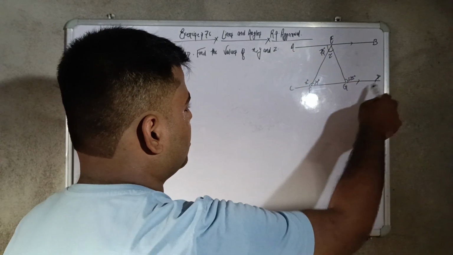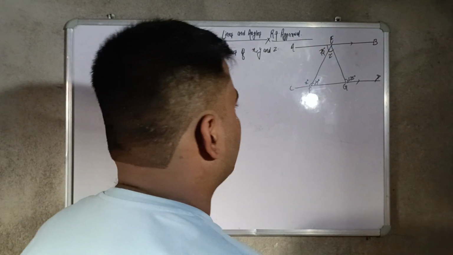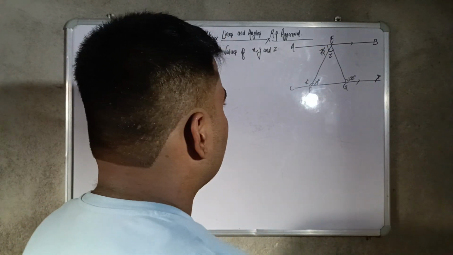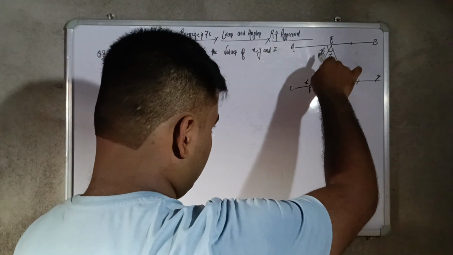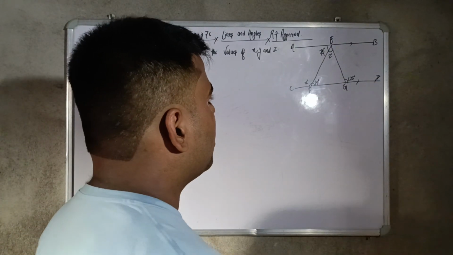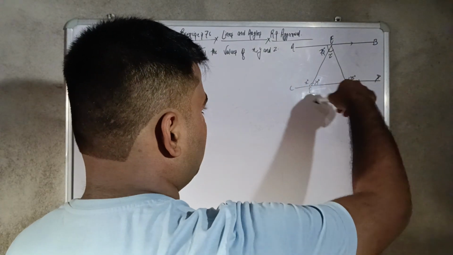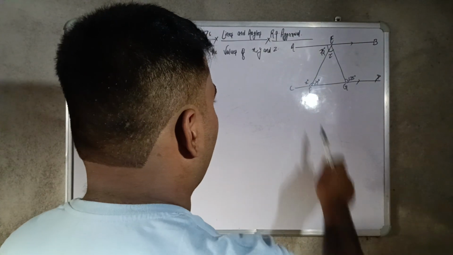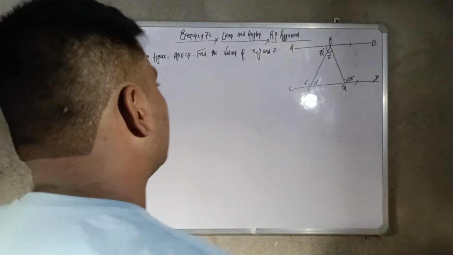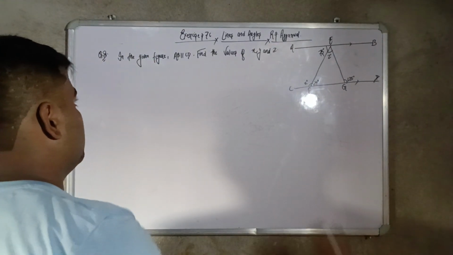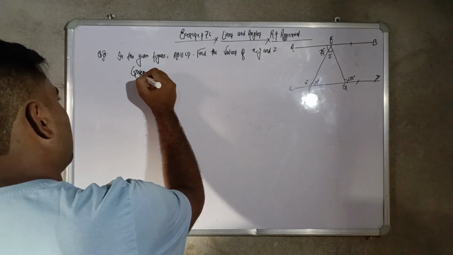Angle DGE is 25 degree. These two angles are already given, and with the help of the values of these two angles, we have to find out the entire value of x, y, and z. Now what does the question say? First of all, we have to write here what was given in the question.